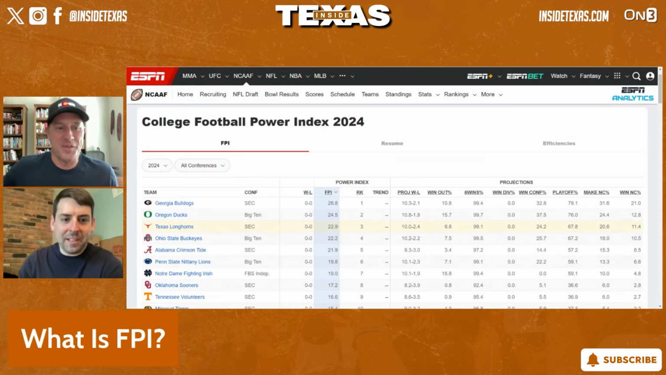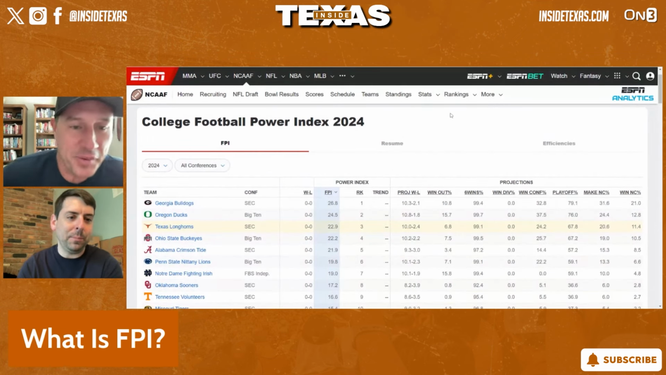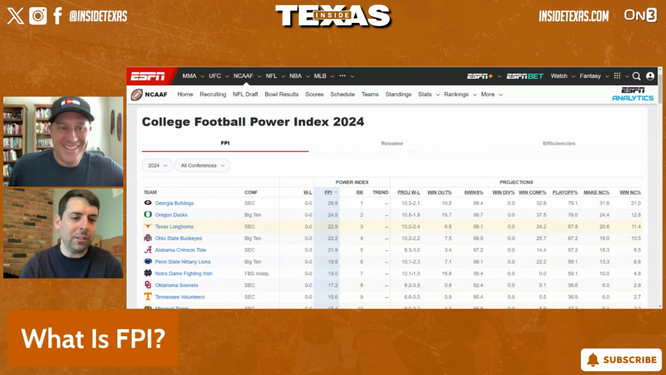All right. Note that Texas is ranked 3rd. So, we do like FPI because it likes Texas, right? Yeah, like people that like me, Ian, right? It's a brilliant model with very few flaws. That's right. Well, let's look out to the far right here.